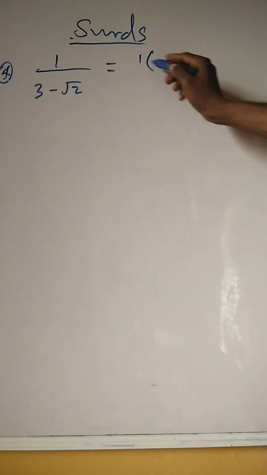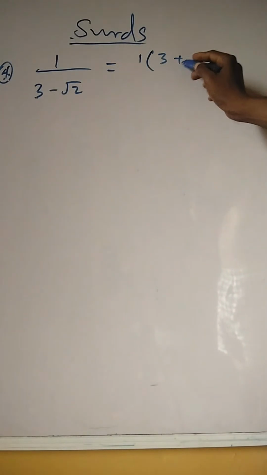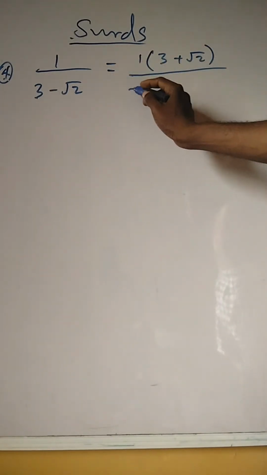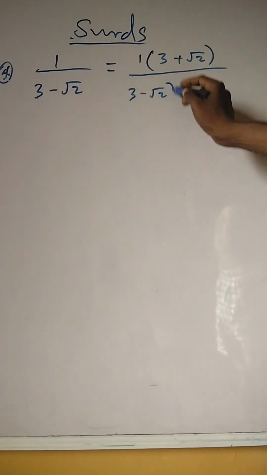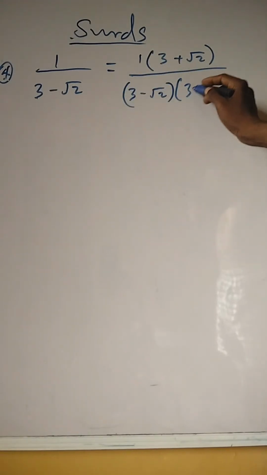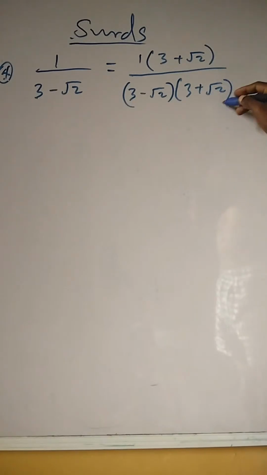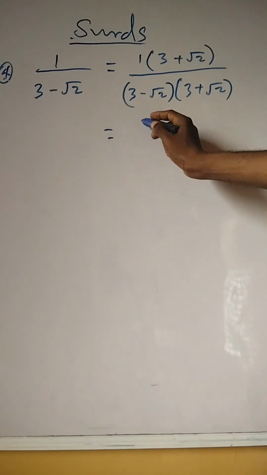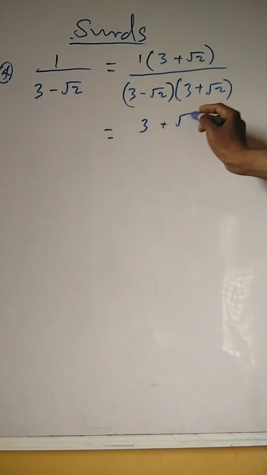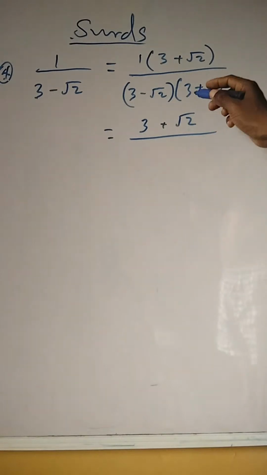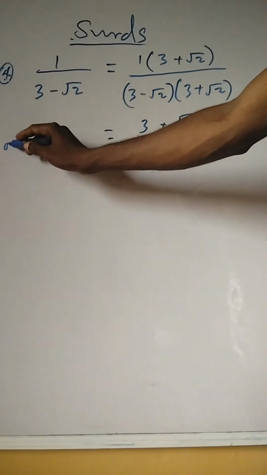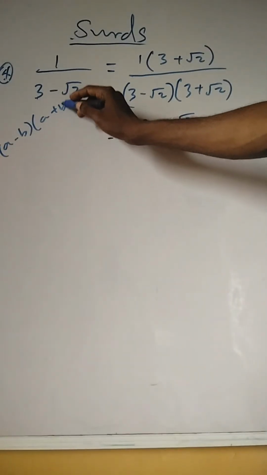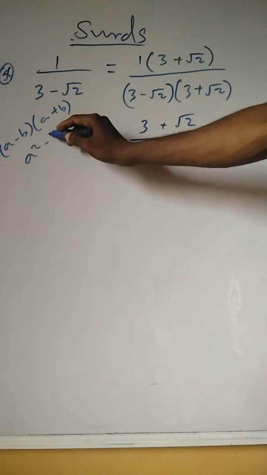Here we have 1 times. The conjugate here is 3 plus root 2. And also multiply this by the conjugate. That is, we have 3 minus root 2 multiplied by also 3 plus root 2. Then we expand the bracket in the next step. When we multiply this bracket, we still have the same thing as 3 plus root 2. Then divide by, this also follows the difference of two squares, that is in the form of a minus b, two brackets, open bracket, a plus b. Here we have a square minus b square.